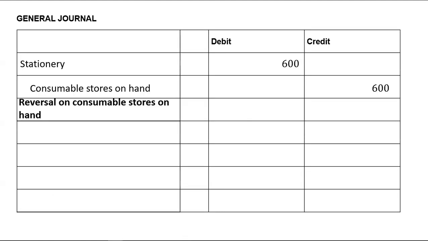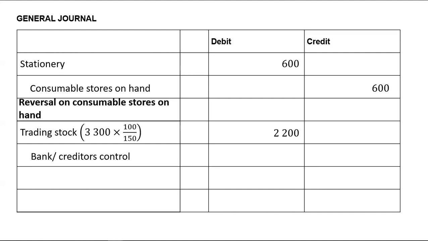When we record this, we will simply debit trading stock by 2,200, which is 3,300 multiplied by 100 divided by 150, where 100 is the cost and 150 is the cost plus markup. And that's how you will calculate the cost price of the trading stock that we purchased. We are simply going to credit bank or creditors control, as I have said.